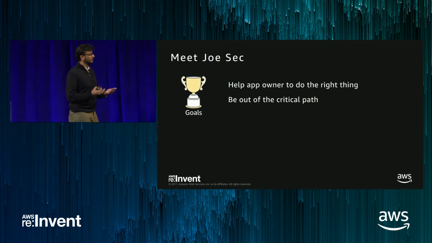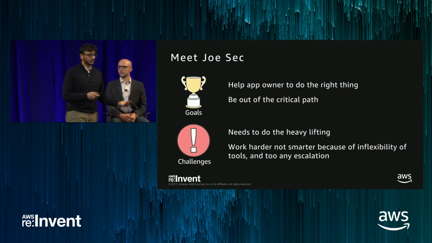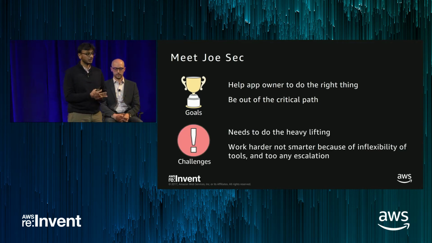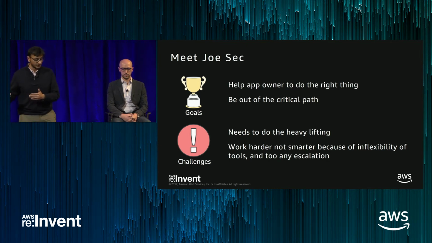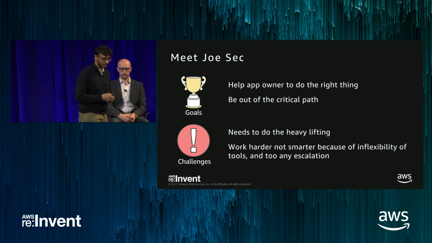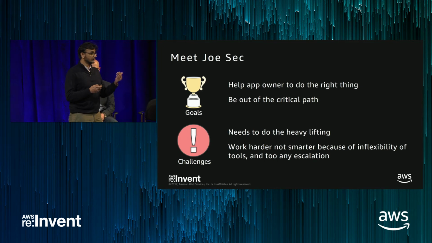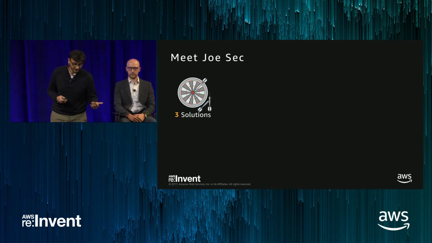So he has goals. He wants to help the app owner do the right thing and not be blocking them from doing things on the cloud. It's a common pattern. But obviously, his role, by definition, has challenges. He needs to do a lot of heavy lifting to make sure that people who are using the cloud are doing it in a secure manner. He doesn't have time to go and understand what tools are available, so he has to work extremely hard. He's always pressed for time, dealing with escalations on a regular basis. So what we thought was we need to provide some solutions to help him create that checklist, that input into compliance as code.